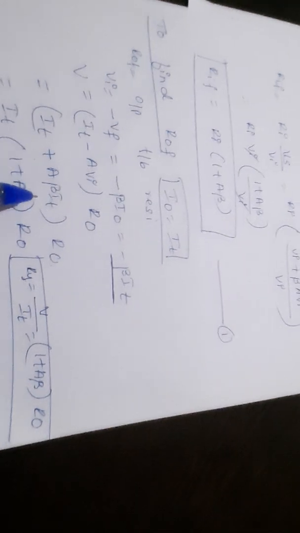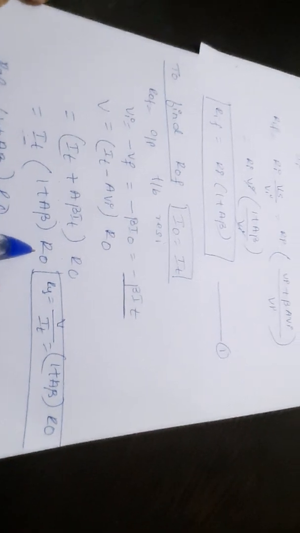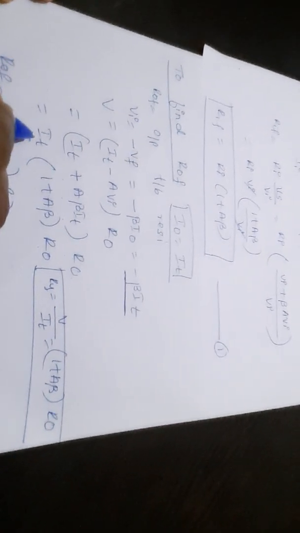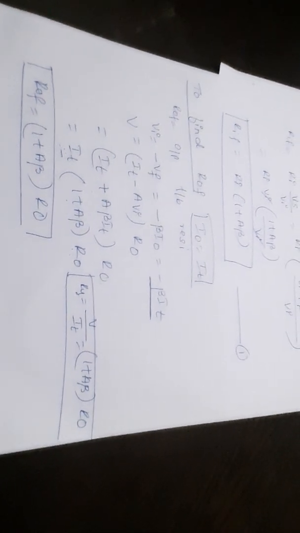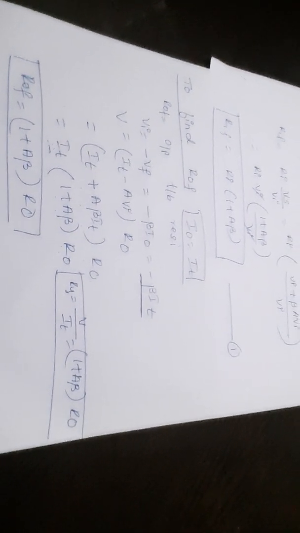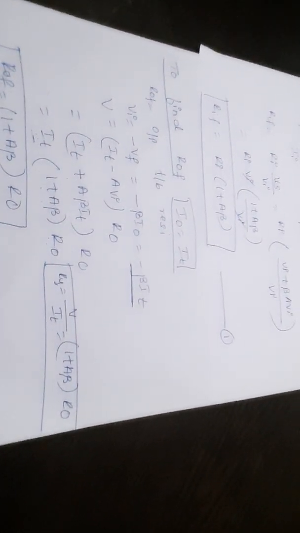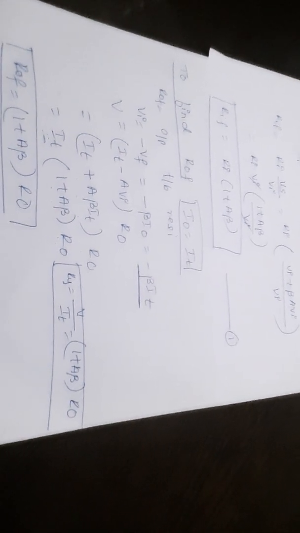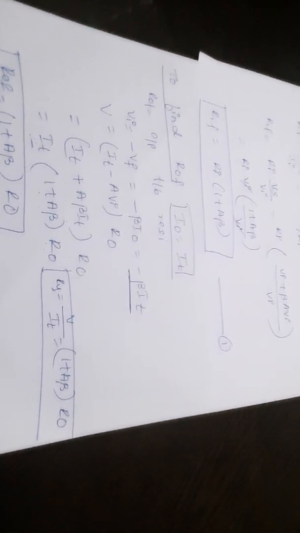Vi, we know, is minus beta into IT. Substituting, we get IT plus A beta IT into R naught. Taking IT as common, we get 1 plus A beta into R naught. Then this voltage by current gives 1 plus A beta into R naught. So this is the output feedback resistance, equal to 1 plus A beta times R naught. In this case, negative feedback increases the output resistance. This should have been expected, since negative feedback tries to make I naught constant in spite of changes in the output voltage, which means it increases the output resistance.